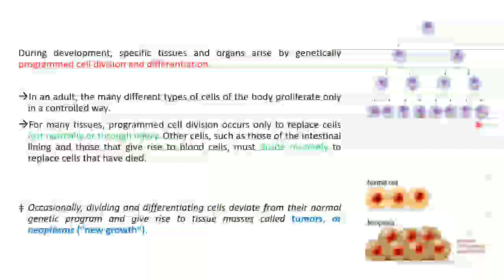All this process, guys, is a normal controlled cell division. However, occasionally dividing and differentiating cells will deviate from their normal genetic program and convert the normal cell into tissue masses called a tumor or neoplasm. Another definition for tumor is neoplasm. Neoplasm is divided into two parts, neo and plasm, which means new growth. So neoplasia or neoplasm represents a tumor. Tumors represent abnormal and excessive growth of cells. So this is a deviation from the controlled normal cell division.